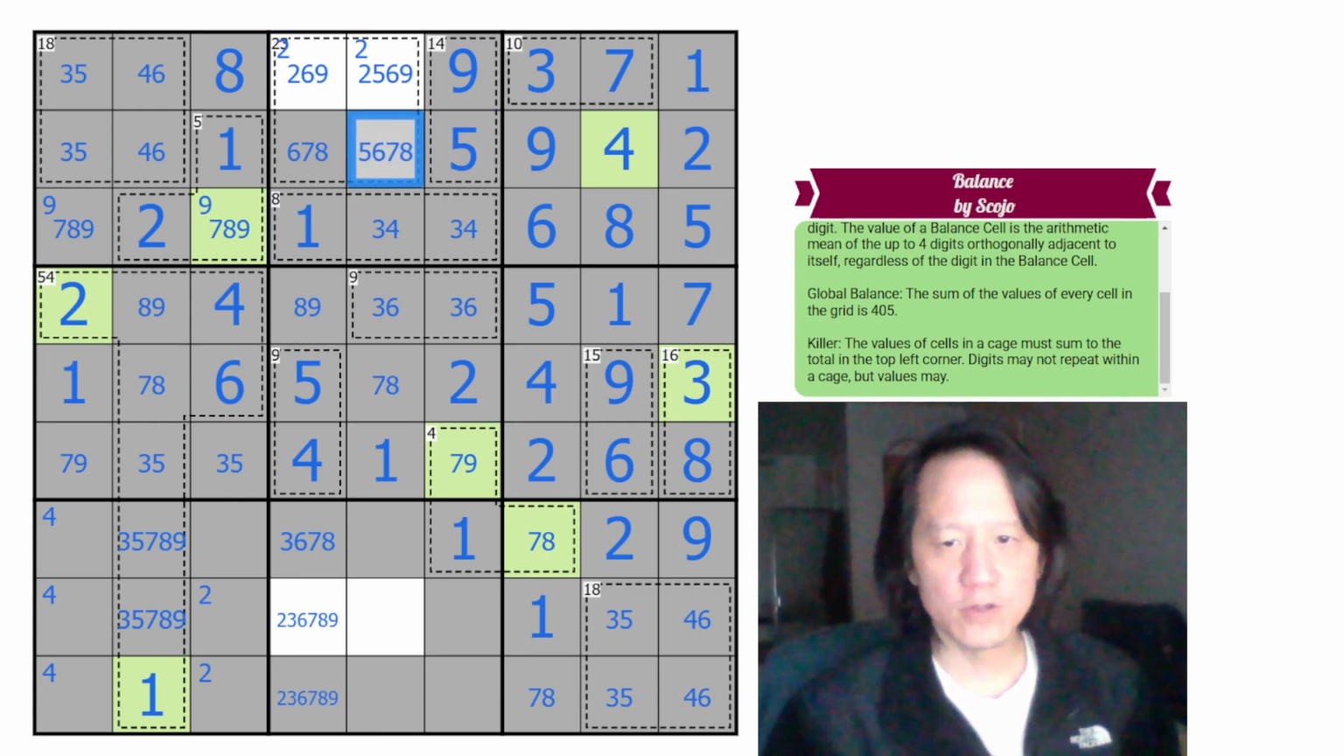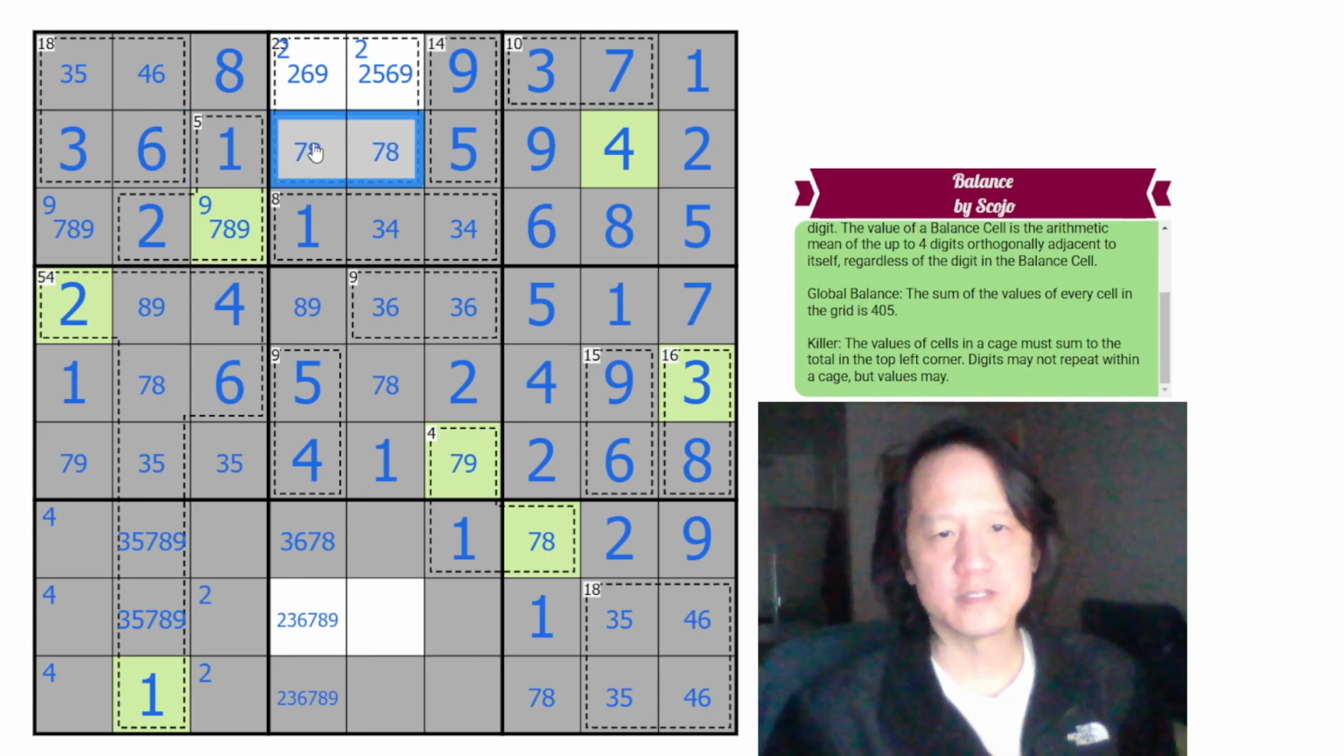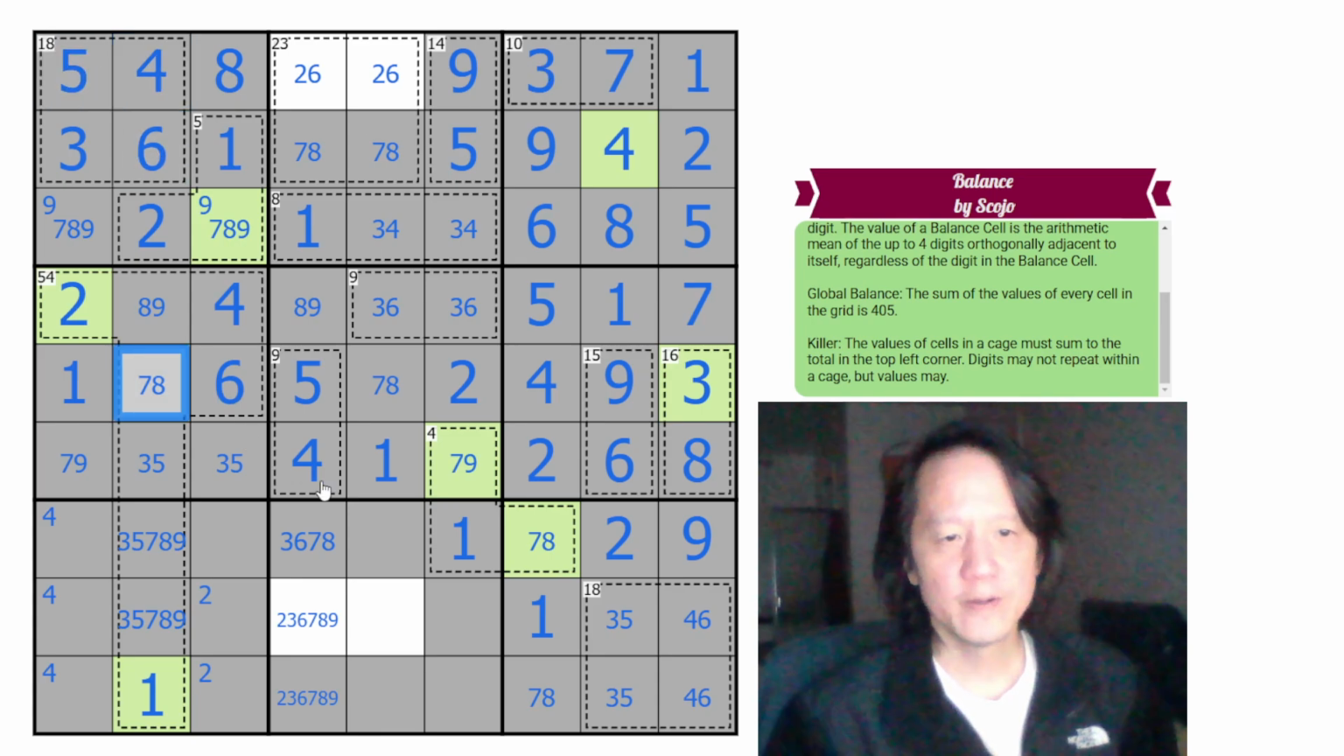So this can no longer be 5. This can't be 5. This is now a 3. This can't be 4, so this is 6. So this cannot be 6. This has to be 7, 8, and this has to be 2 and 6. This can't be 6 because of that 6, so this is a 4. This can't be 3, so this is a 5. So this is a 6, right? That works. This is 2 or 6.